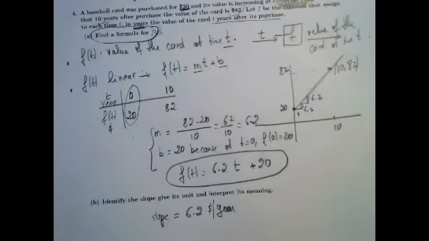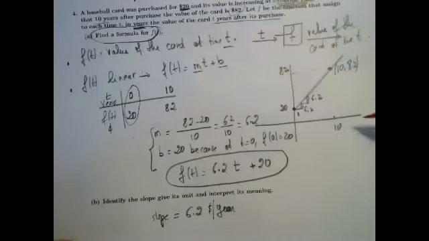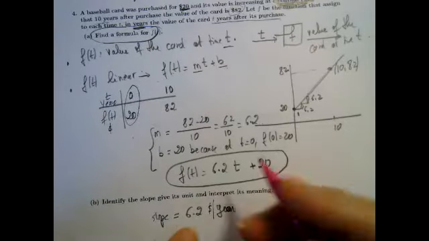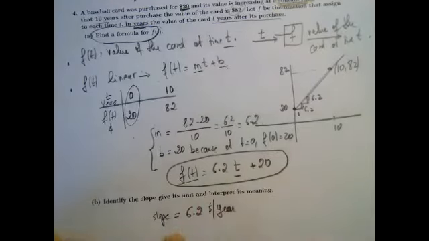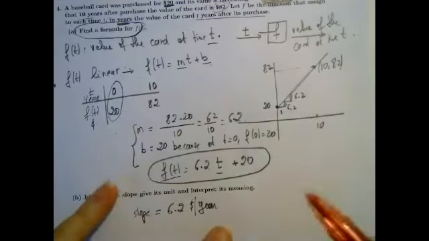So try to read the problem. Try to understand what the problem is telling us. What's your input? What's your output? What's really going on? And again, finding the formula means finding the rule so that if I know the time, I know the value of the card. So for example, suppose I add a simple question.